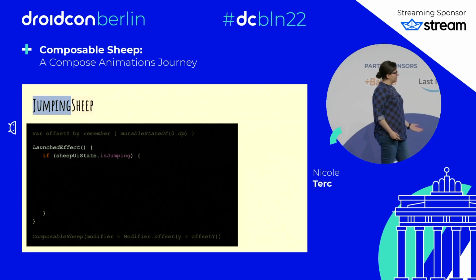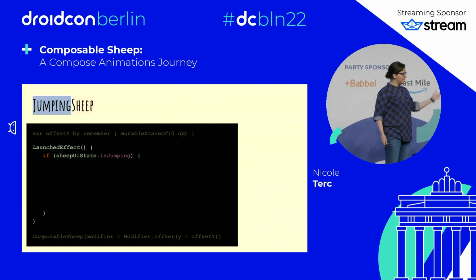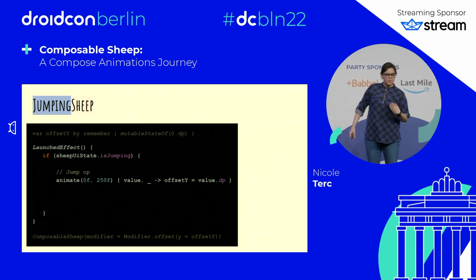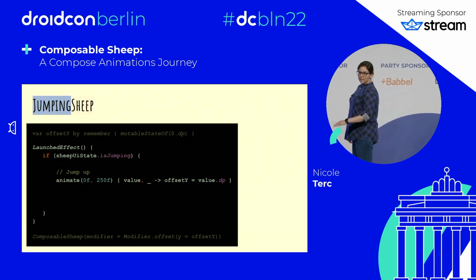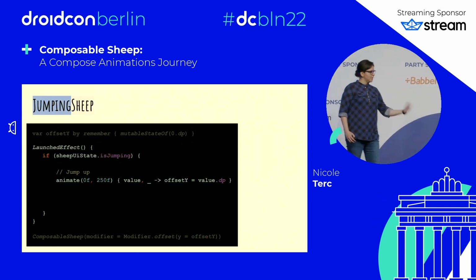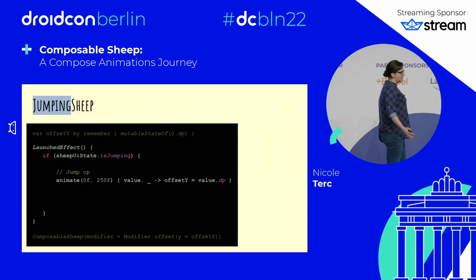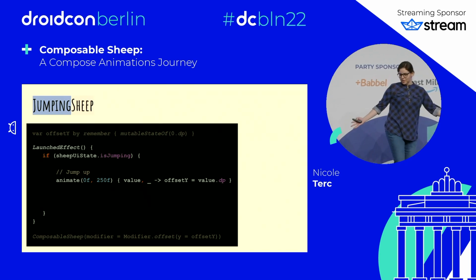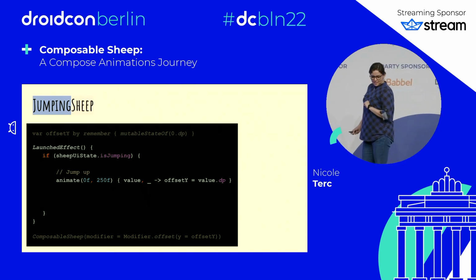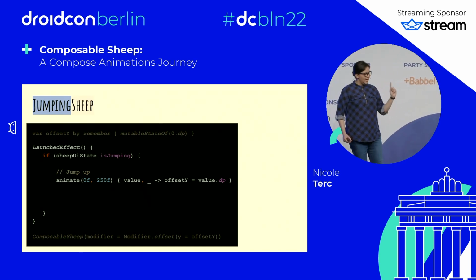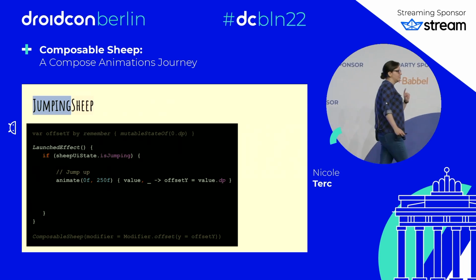And every good jump starts going up. So that's what we do. We use animate, we pass our original value, which was 0. We pass our target value, which is 250, because the chip wants to jump up to 250. And whenever this value changes, I am just updating my offset Y value.